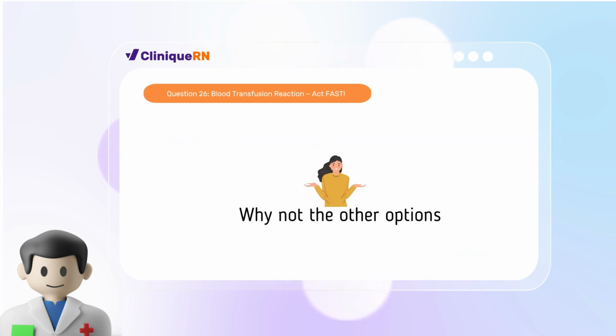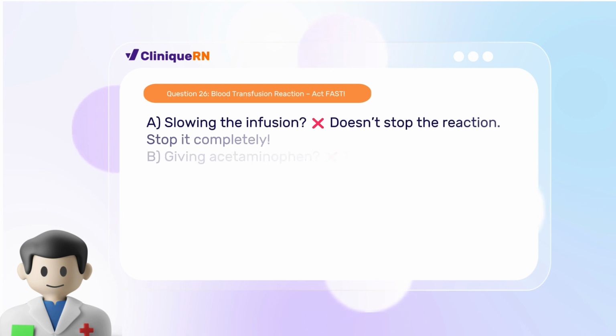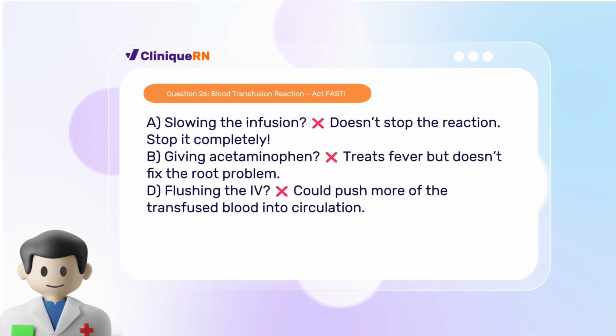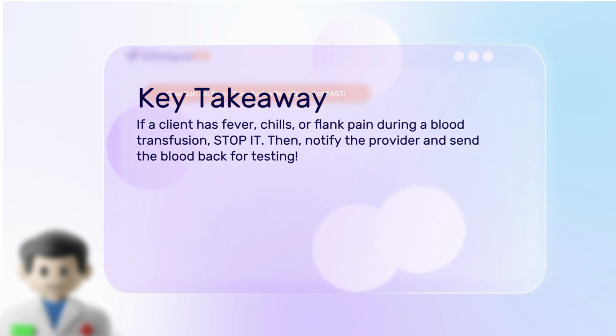Why not the other choices? A. Slowing the infusion doesn't stop the reaction. Stop it completely. B. Giving acetaminophen treats fever but doesn't fix the root problem. D. Flushing the IV could push more of the transfused blood into circulation. Key takeaway: If a client has fever, chills, or flank pain during a blood transfusion, stop it. Then notify the provider and send the blood back for testing.